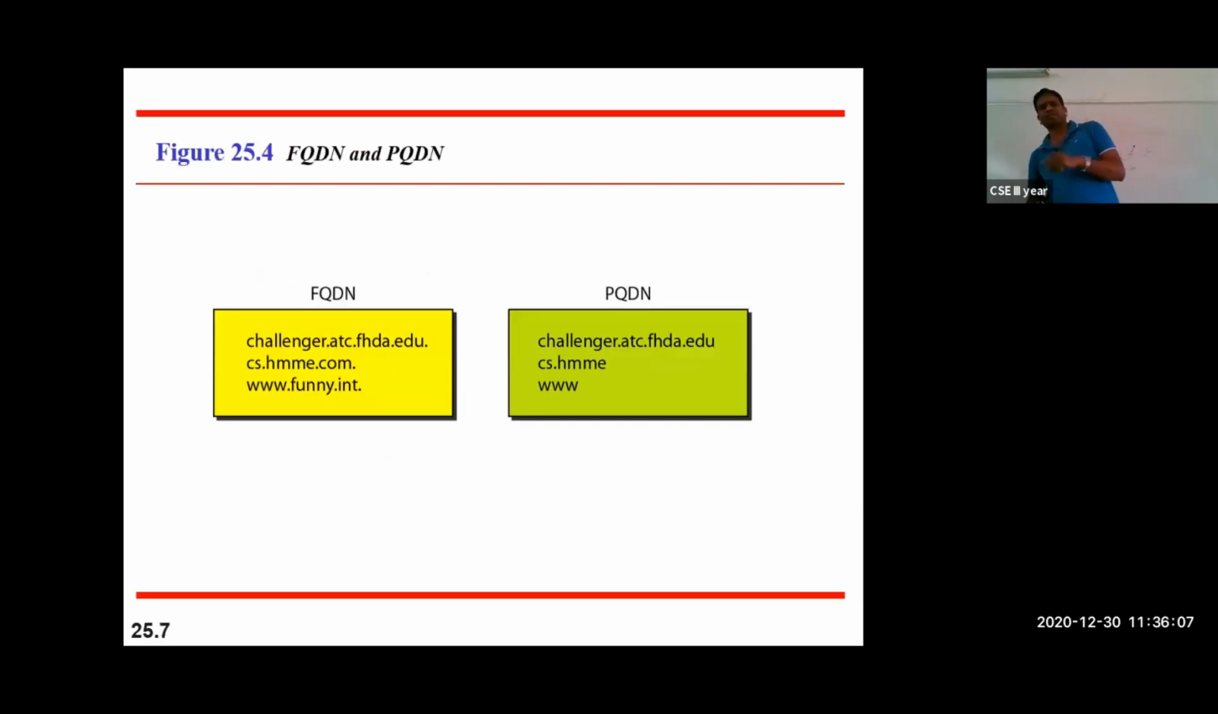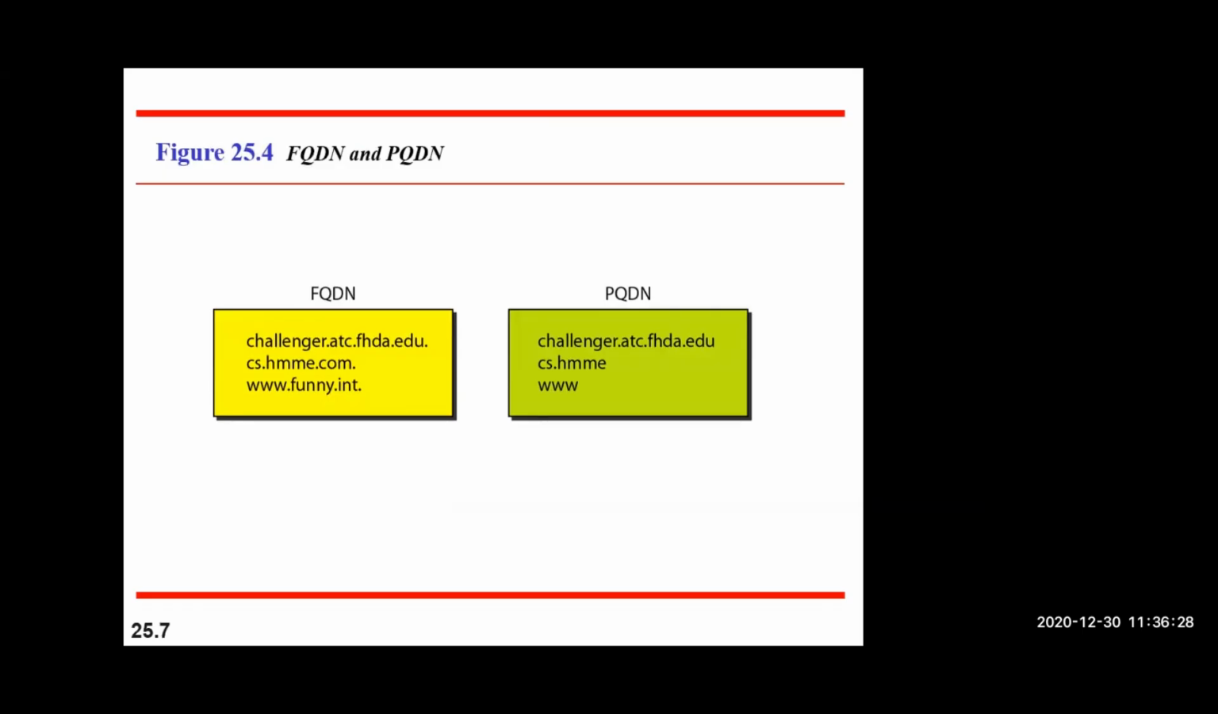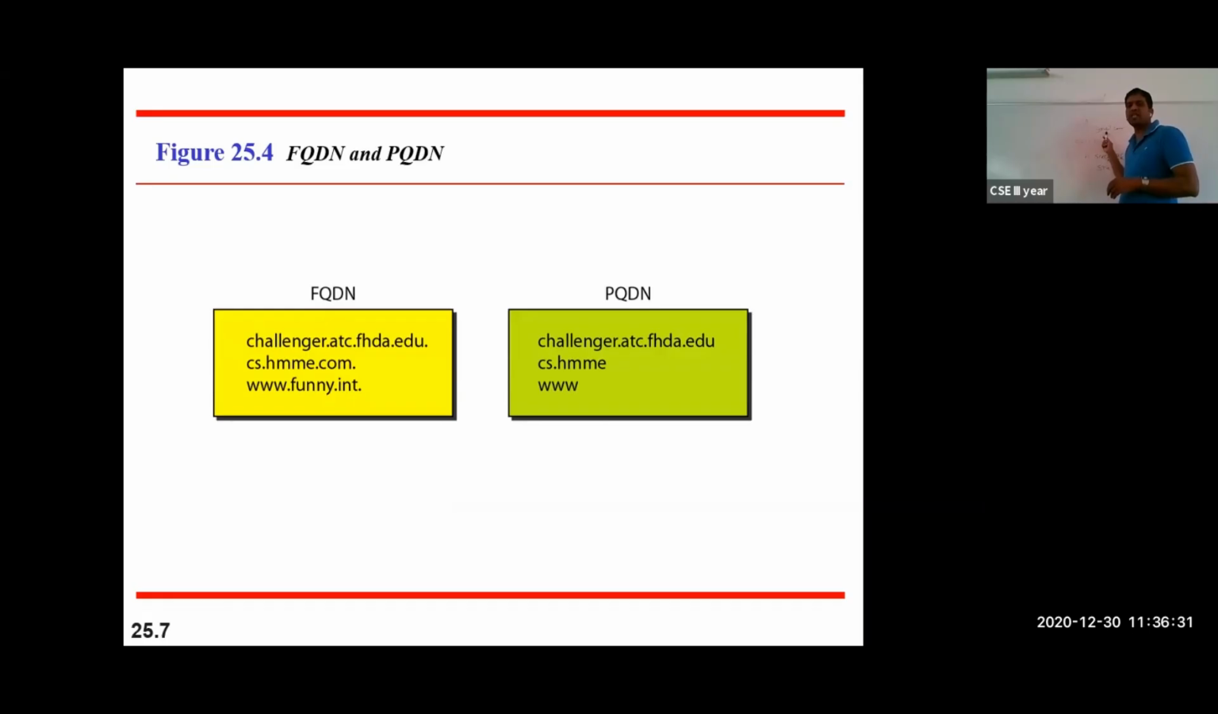Then there are two types of domains. They are called fully qualified domain name and partially qualified domain name, right? If I open a web browser and simply type, without even www, gmail.com, will I get my home page? Yes, I'll get it. But this is called a partially qualified domain name. I don't even have www, I don't even have HTTP in front of it.